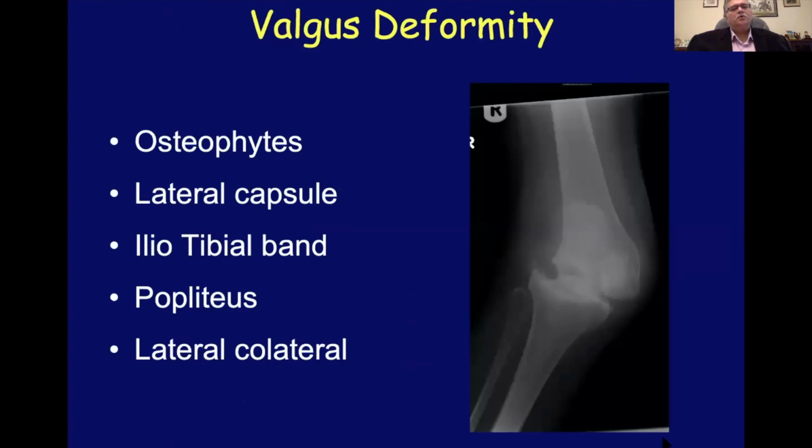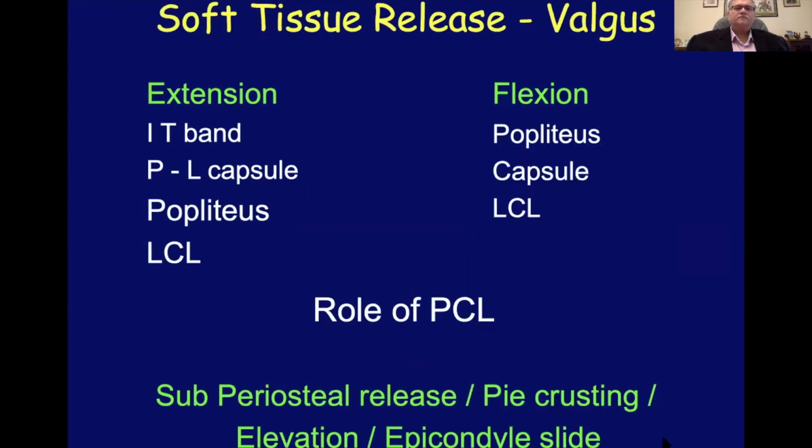Valgus deformity is no different. It's the osteophytes, the lateral capsule, the iliotibial band and the role it plays in flexion and extension, the popliteus tendon, and eventually the lateral collateral ligament. When it comes to soft tissue release of the valgus knee, you need to appreciate whether the deformity is in extension or in flexion, because the structures that need to be released depend on that. The role of the PCL, again, needs to be understood, and how releasing that will correct your deformity. It should not be a given.